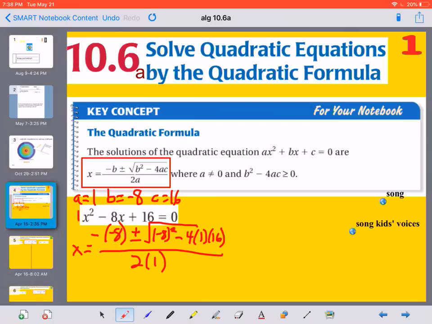So what we'll get then is a negative 8 becomes a positive 8, plus or minus the square root of negative 8 squared is 64, minus 4 times 1 times 16, which is minus 64, all over 2.